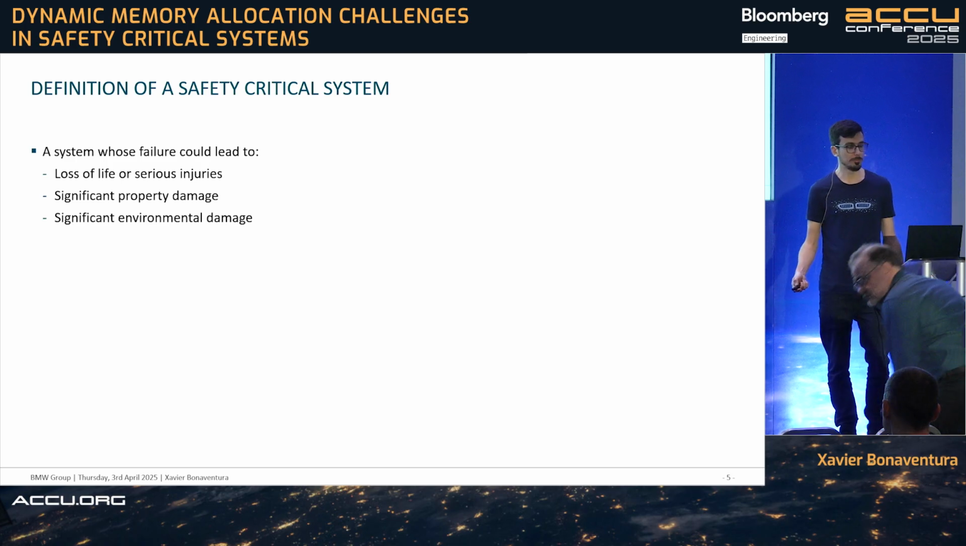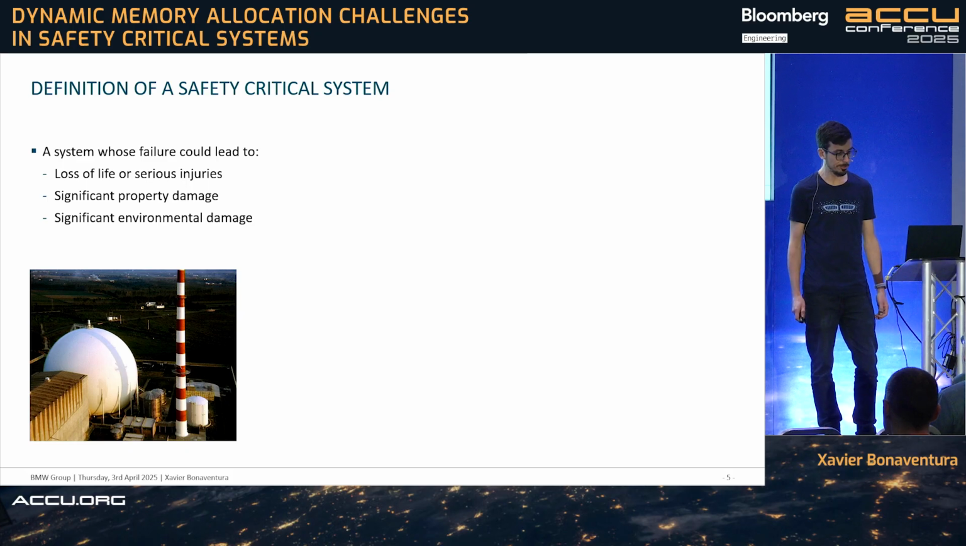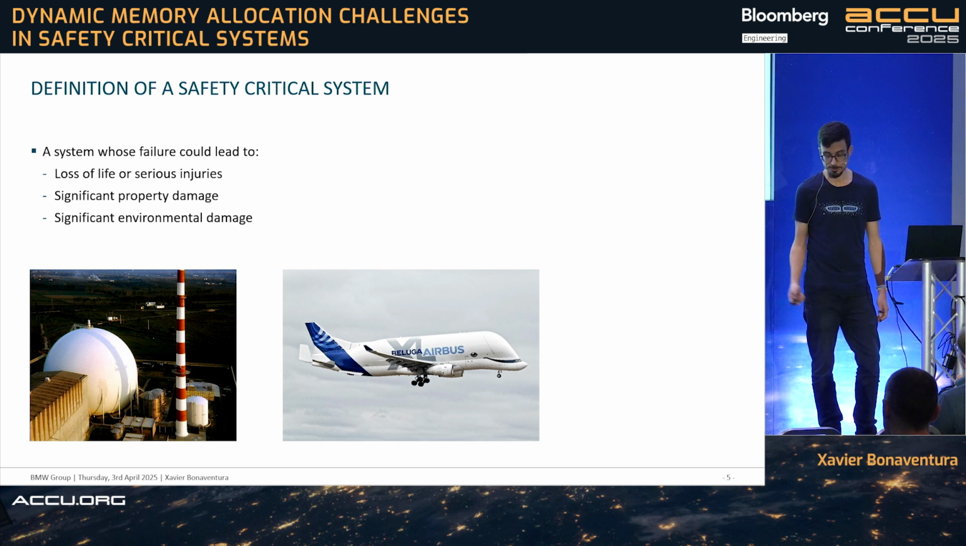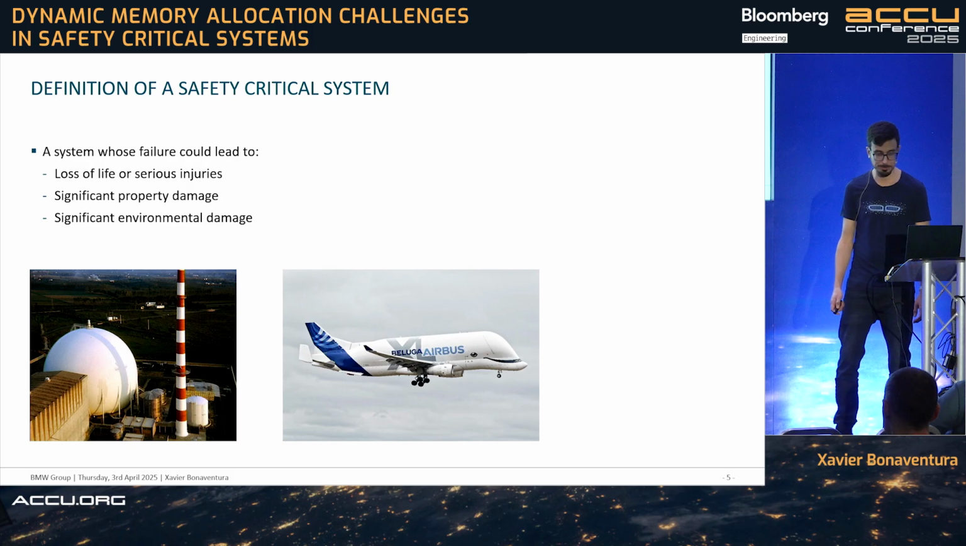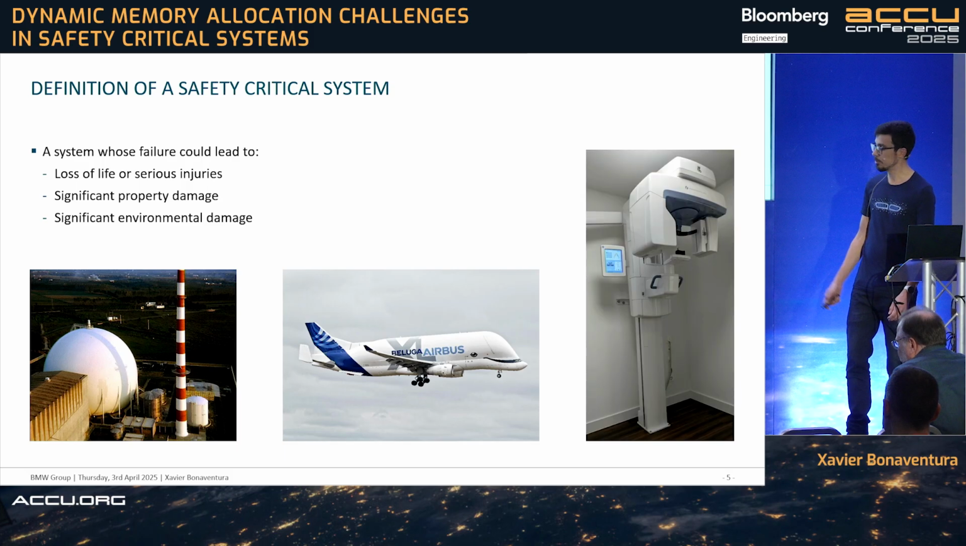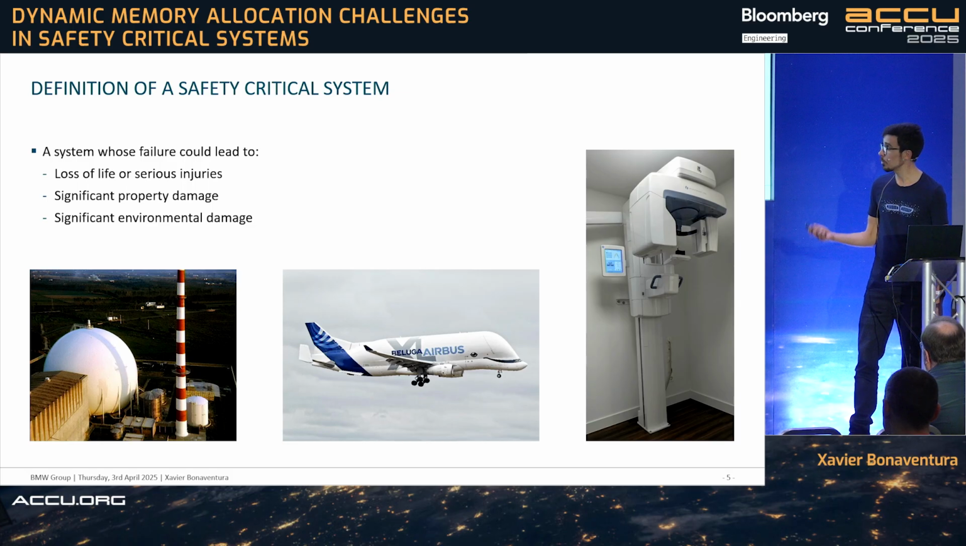If we want to grab some examples to make it a bit easier, we could have a nuclear power plant in Italy, right now retired. We have this super cute plane from Airbus to transport planes. It's a plane to transport planes. And then here we have an X-ray machine that they were using to remove my wisdom teeth. All of these would be significant safety critical systems.